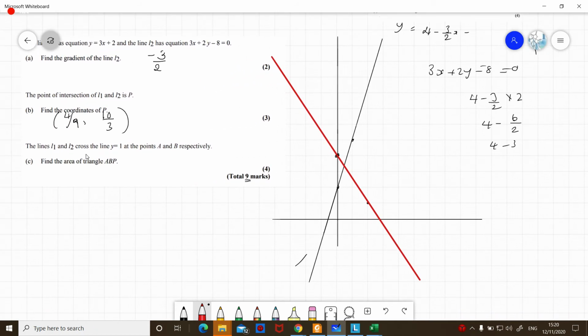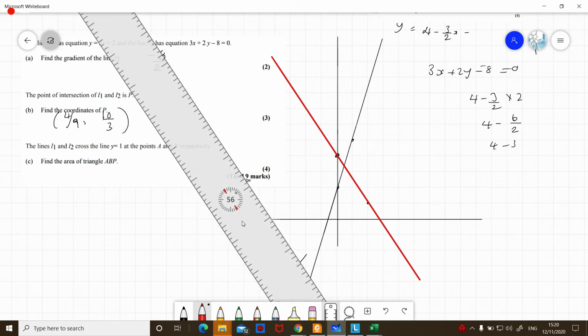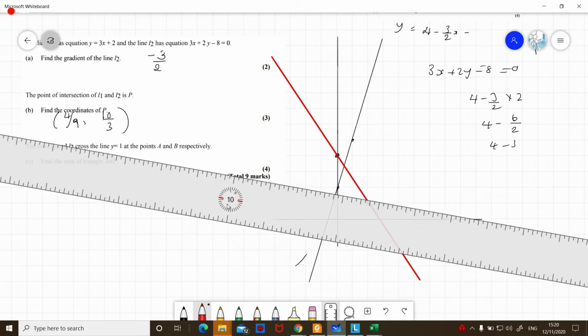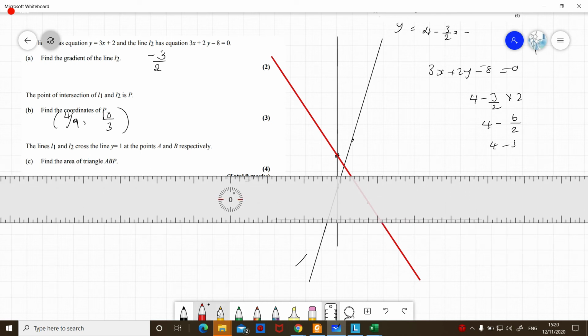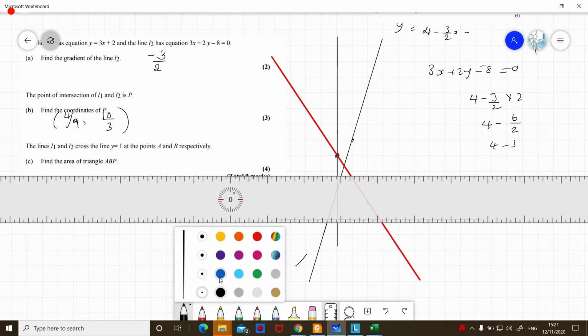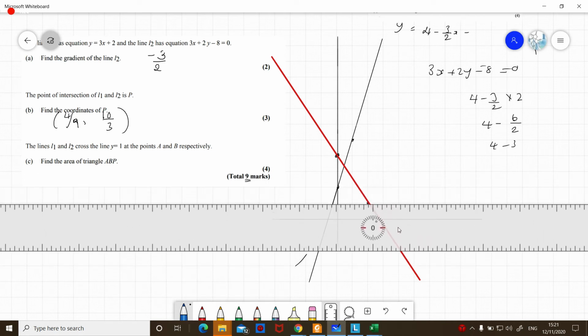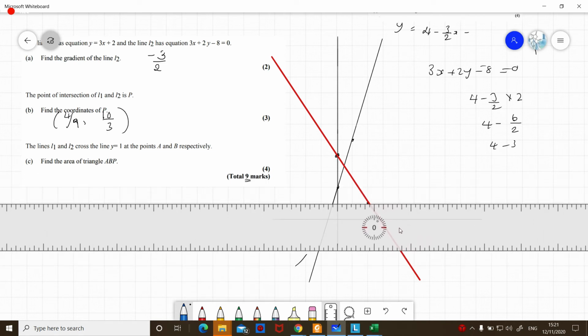Now it says that y equals 1. So drawing a line of y equals 1, it's always going to be horizontal, so keep your ruler at 0 degrees. I'm going to choose a blue line for that one. Y equals 1 would be here. So now we've drawn all the lines.